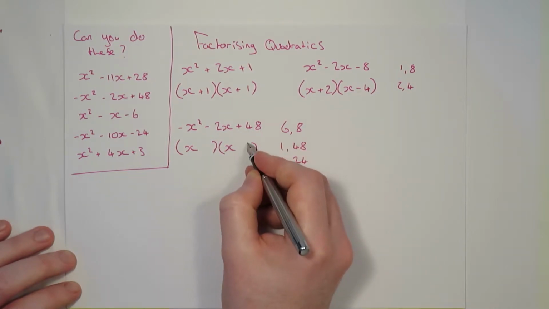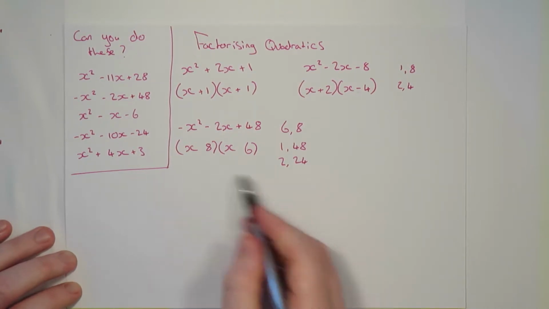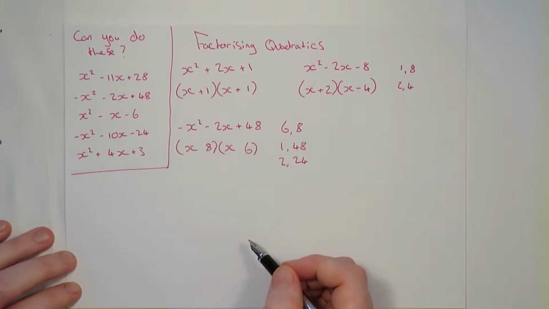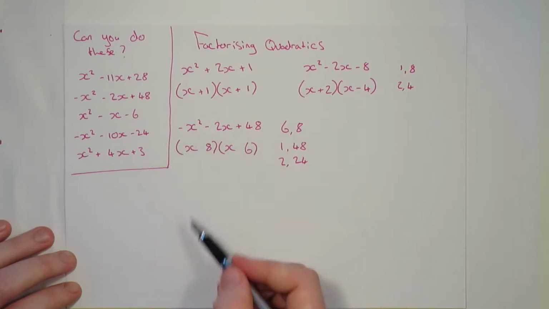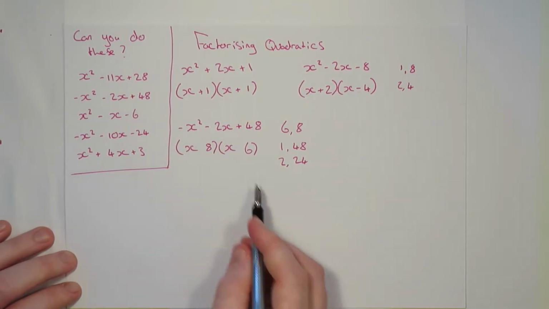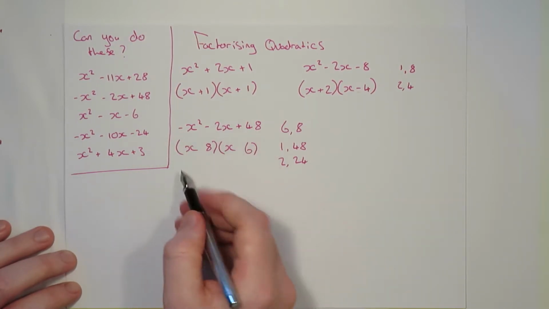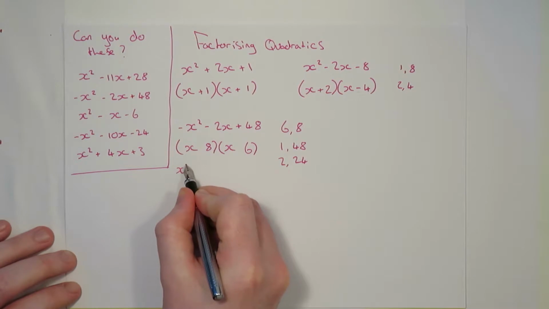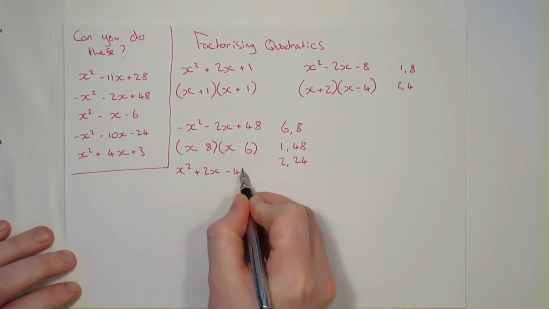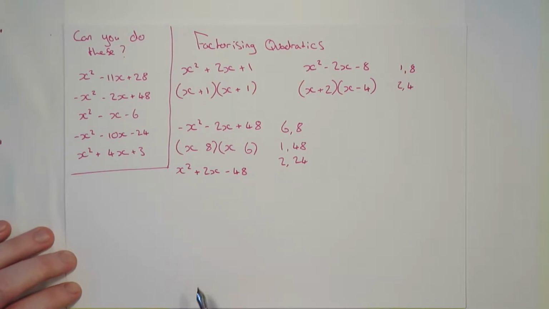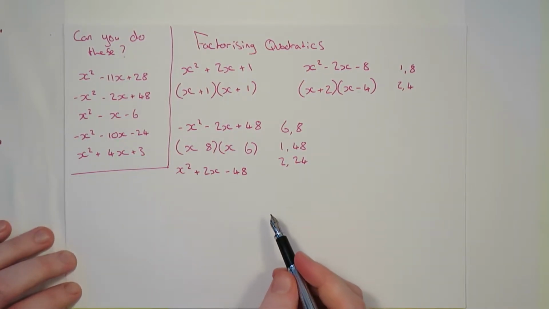Now, we've already decided there that the numbers are 6 and 8 because I said that's the answer. Now most people here aren't very comfortable with all these minuses. So what you can do is you can get rid of the minuses. You can times everything here by minus 1 and say that that will be positive x squared, positive 2x, but then negative 48. And we focus on factorising this.